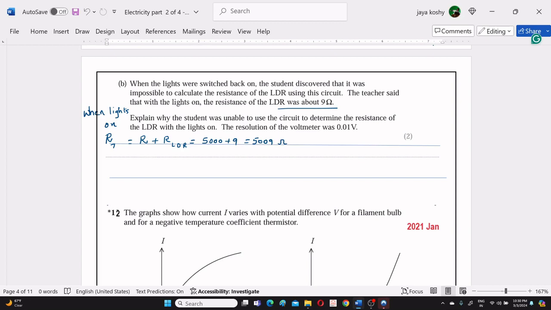Therefore, we can calculate the circuit current. The circuit current is the EMF, which is 1.5, over 5009. On calculation, it gives a current of 2.99 times 10 to the power of negative 4 amps. This is the total circuit current.